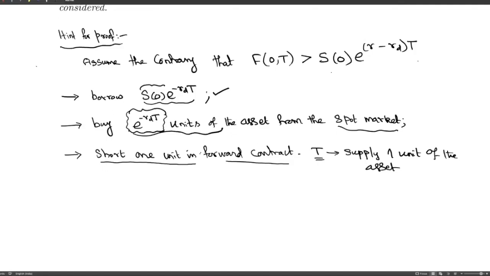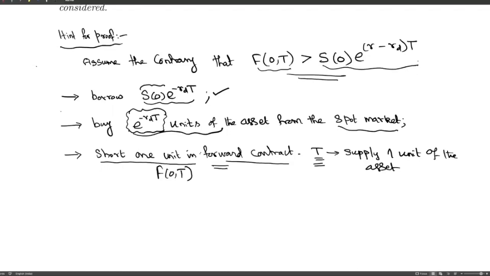So from the dividend, you will try to obtain the remaining part, and at time T, you make this unit a full 1 unit. And then you supply it to the forward contract, and thereby you get f of 0 comma T as the price of that unit. Since f of 0 comma T is greater than this, you will see that the portfolio gives a positive return. So that is the idea.